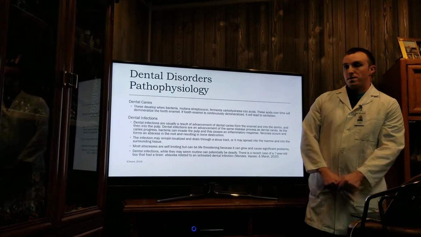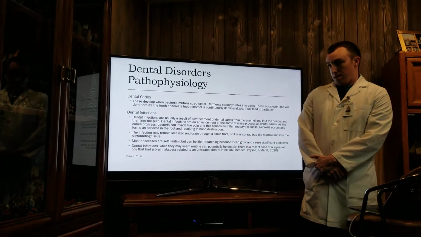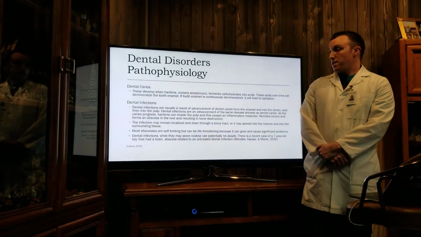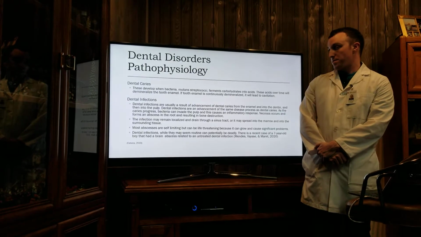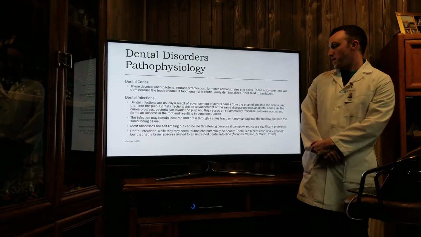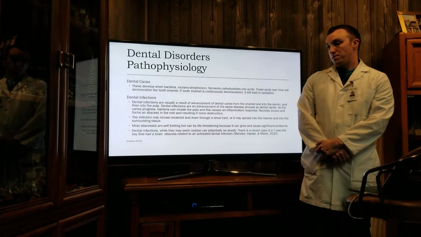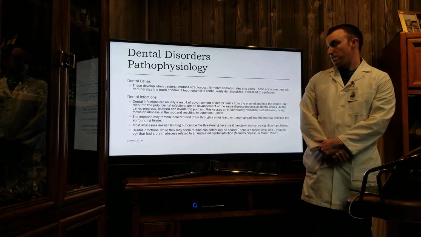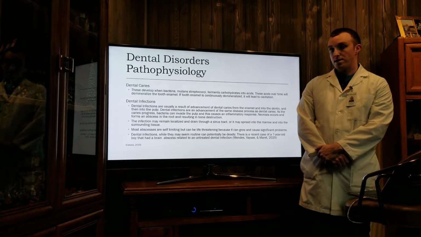So the pathophysiology for dental caries. Dental caries develop when bacteria, mutans streptococci, ferment carbohydrates into acids. These acids over time will demineralize the tooth enamel. If tooth enamel is continuously demineralized, it will lead to cavitation.